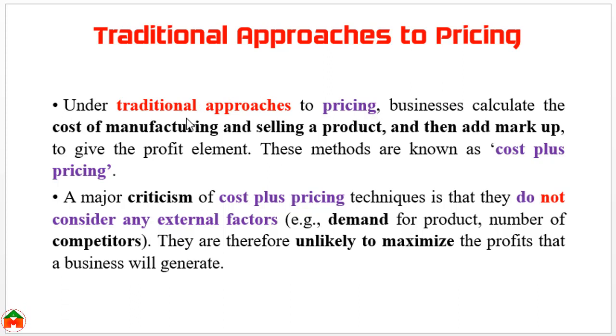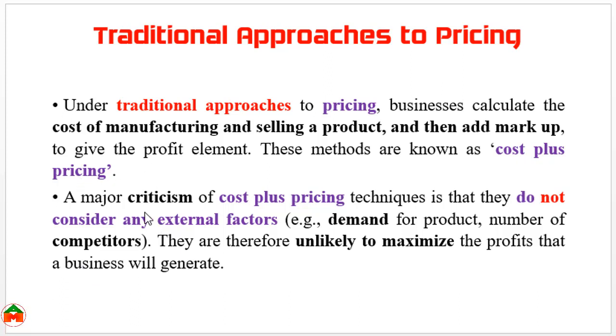In traditional approaches, we determine the price by adding all the costs, then we add the markup, the profit or margin, to the cost to determine the pricing. That means the traditional approach of pricing is known as cost plus pricing. We add the profit to the cost to determine the price.